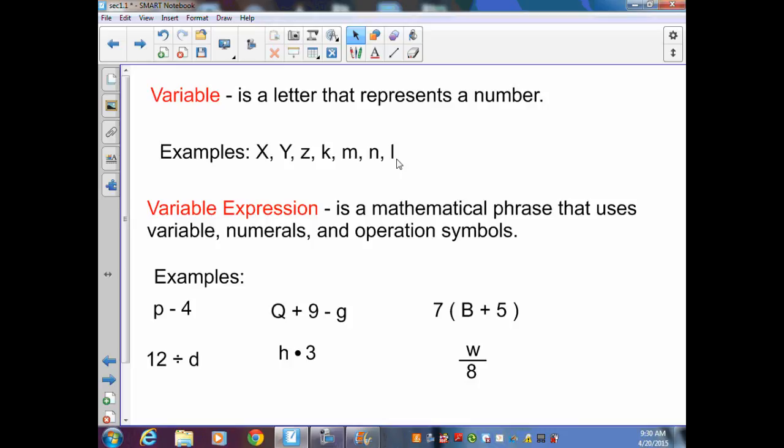A variable expression is a mathematical phrase that uses a variable, numerals, and operation symbols. Here I have examples. P minus 4. Our variable is P, our operation is minus, and our number is 4. Q plus 9 minus G. Q and G are my variables. Here I have 7 times the quantity of B plus 5. B is my variable. 12 divided by D, H times 3, and W divided by 8.